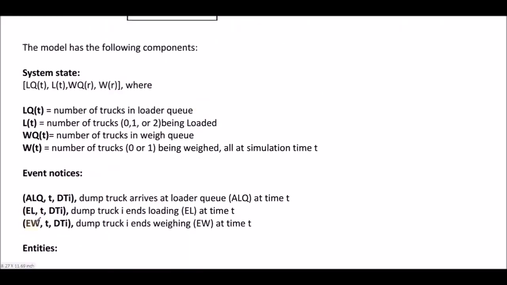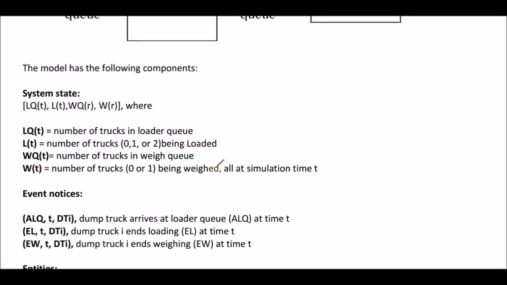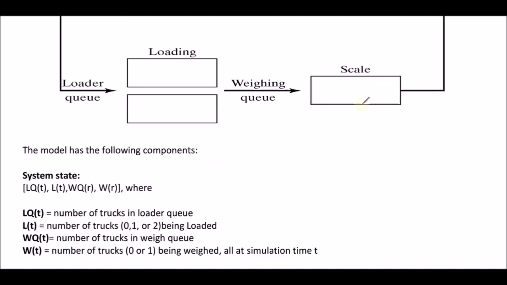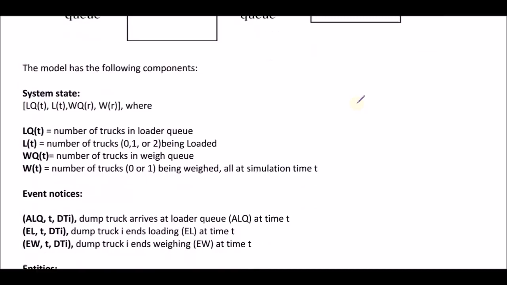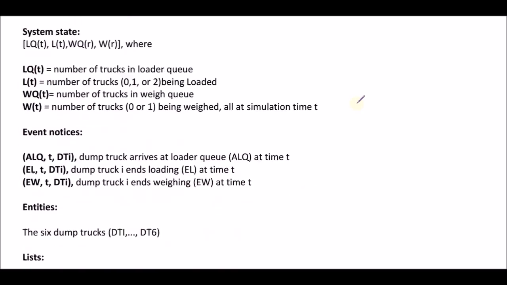Then the next event we have is end wait, that is EW, at what time instance and which truck is responsible for it. So EW would mean after being weighed, the truck is done being weighed and it comes out of the scale. So that is another event and that is indicated as EW. So we looked at system state, event notices, and the next thing is entities.